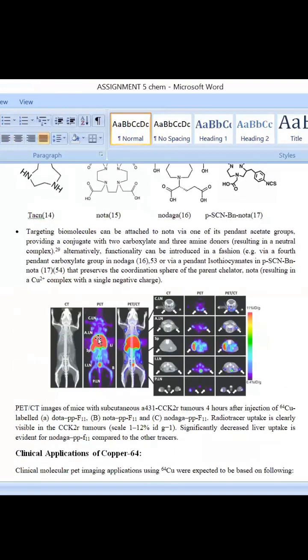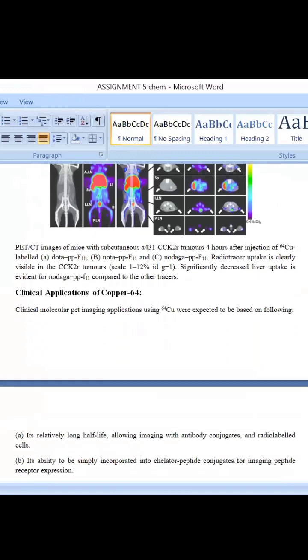You can see the PET image of mice with subcutaneous A431 CCK2R tumors. PET-CT image of mice with subcutaneous A431 tumors 4 hours after injection of 64Cu labeled DOTA-PP-F11N, B structure is NOTA-PP-F11N, and C structure is NODAGA-PP-F11N. Radiotracer uptake is clearly visible in the CCK2R tumors. Scale 1 to 12%, significantly decreased liver uptake is evident for NODAGA-PP-F11N compared to the other tracers.